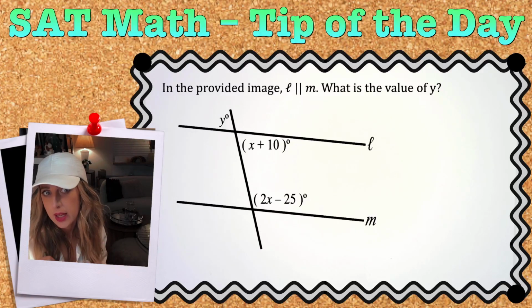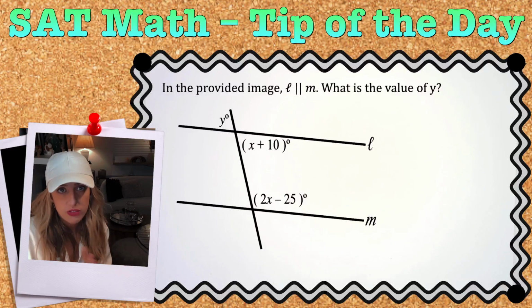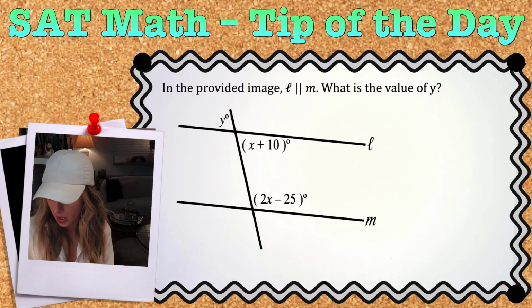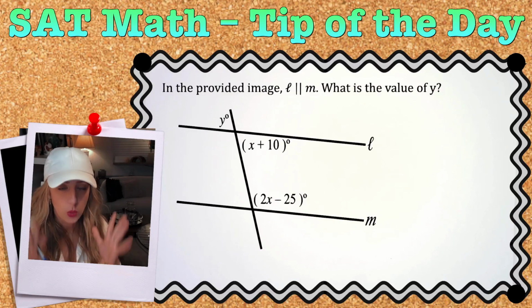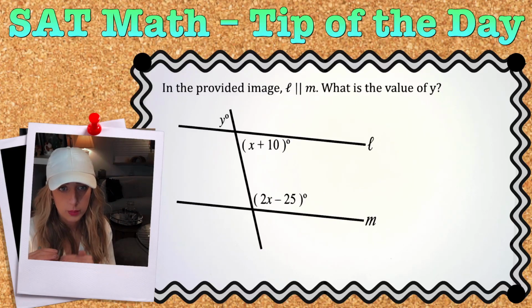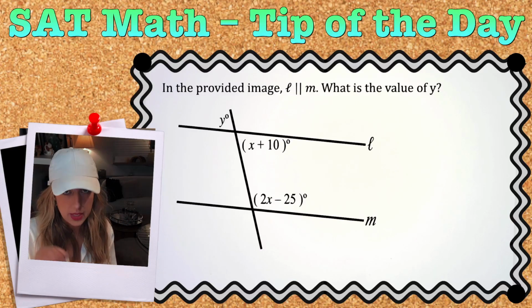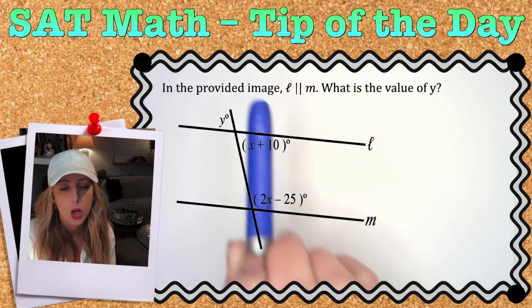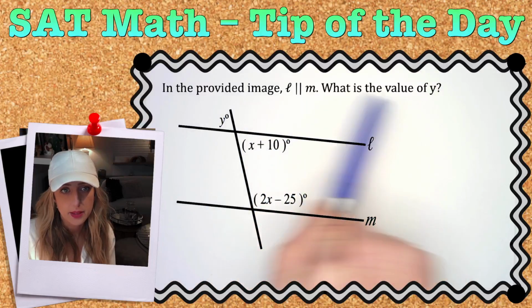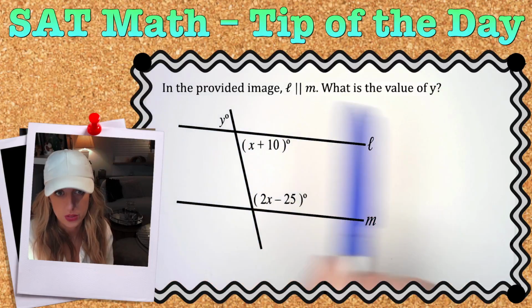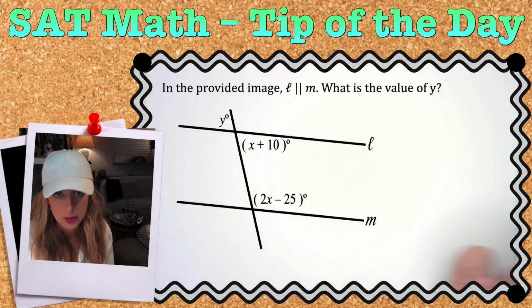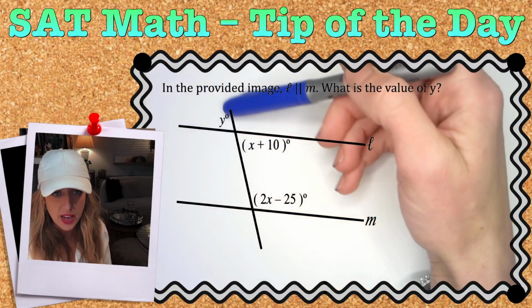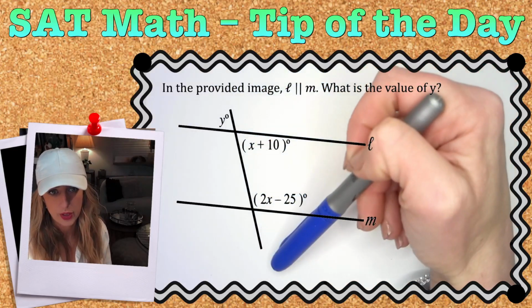So we are looking at a very common image that you'll see where you have two lines that are either going to be indicated by the image that they're parallel with little arrows on them, or it will tell you in the wording that the lines are parallel. Basically, if you think they're parallel, they probably are. And a transversal, this is a transversal right over here.